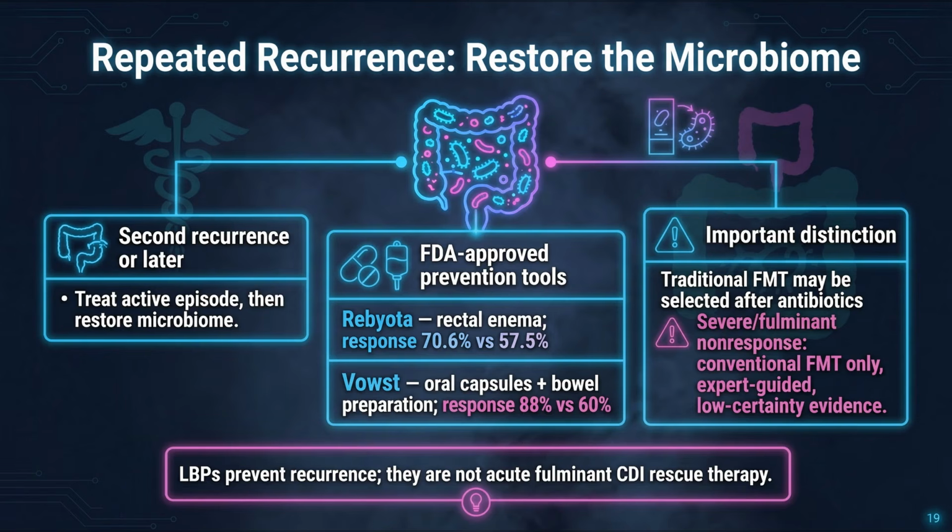After repeated recurrence, antibiotics alone may not solve the ecosystem problem. FDA-approved live biotherapeutic products are used after antibacterial treatment for recurrent C. difficile to prevent further recurrence. Route matters. Rebiota is rectal. VOWST is oral and requires bowel preparation, so dysphagia or intolerance of bowel preparation matters clinically. In severe or fulminant disease that is not responding, the evidence concerns conventional fecal microbiota transplantation, not FDA-approved live biotherapeutic products, and that decision should be expert-guided.